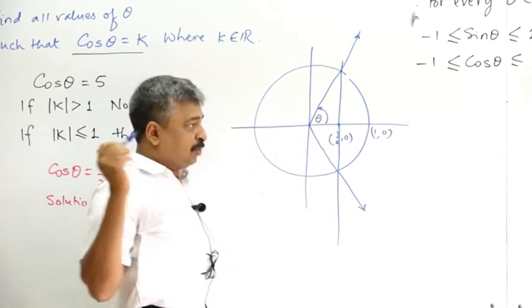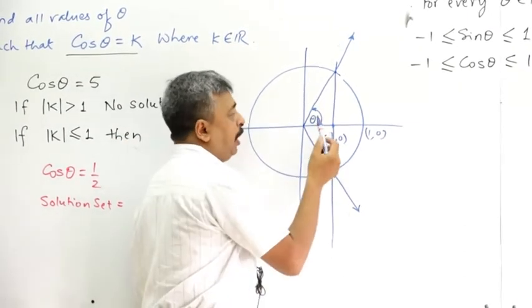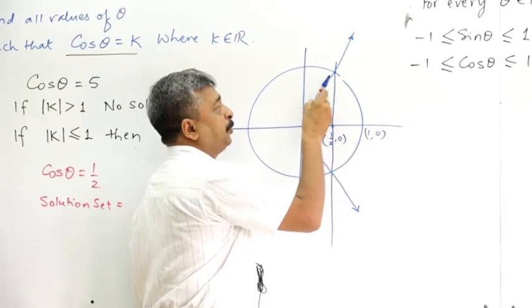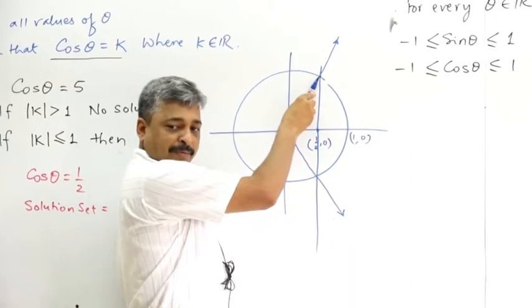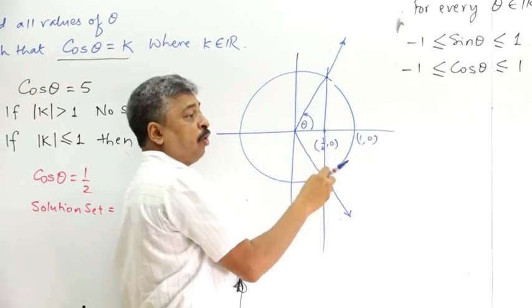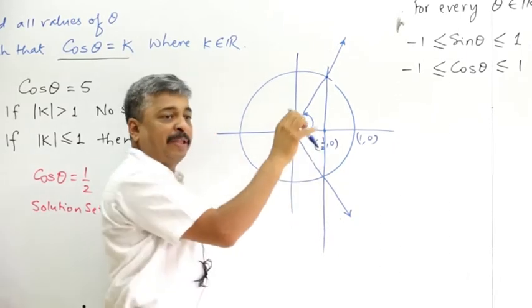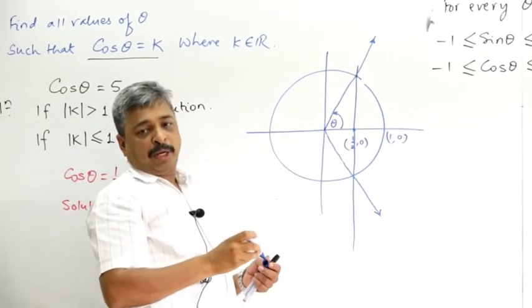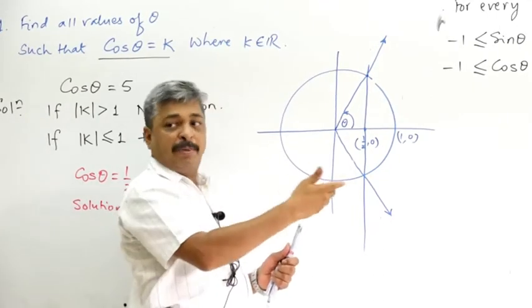So if we are asked to solve cos theta is equal to half, then we are supposed to report all values of theta which will have this terminal ray as their final position, and also all those values of theta which will have this terminal ray as their final position. And we should be able to write them in set builder form, because there are infinitely many solutions.